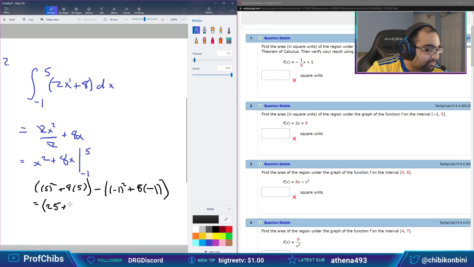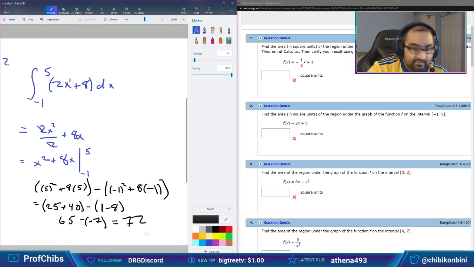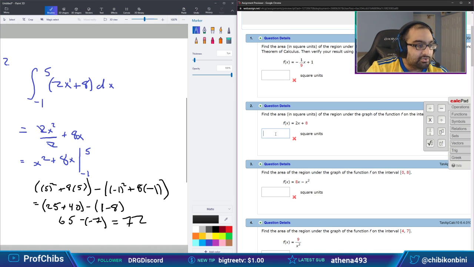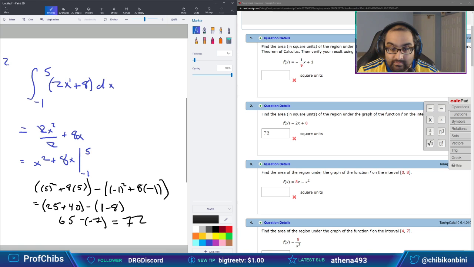So we get 25 plus 40 here, minus 1 minus 8. So we get 65 minus -7. So that equals an area of 72. So 72 square units is what we get here for our answer. All right, and that's it. That's all you pretty much have to do for this particular problem. There's nothing else that's really going on here. Nothing too fancy, I promise you. It is exactly what it is. Okay.